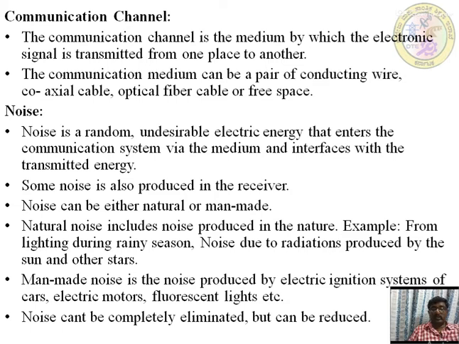Noise can either be natural or man-made. Natural noise includes noise produced by nature, for example, from lightning during the heavy rainy season, or noise due to radiation produced by the sun and other stars. The signals can be weakened by it. During lightning there will be a little distraction, and that is known as noise. Man-made noise is the noise produced by the electrical ignition system of cars, electric motors, fluorescent lights, etc. Noise cannot be completely eliminated, but it can be reduced.